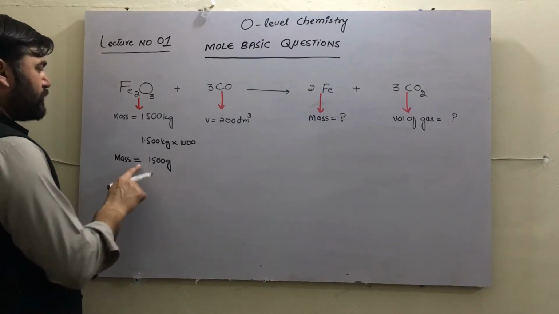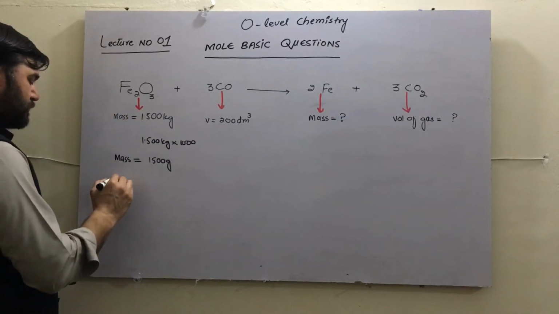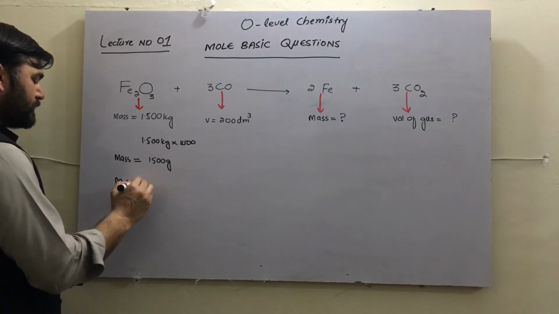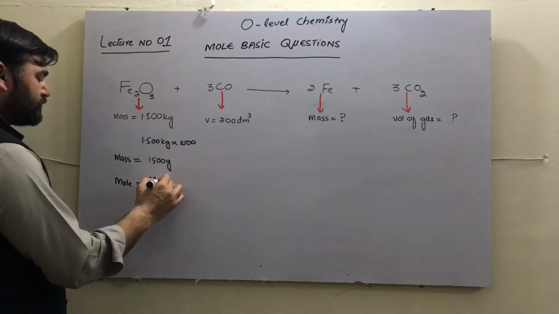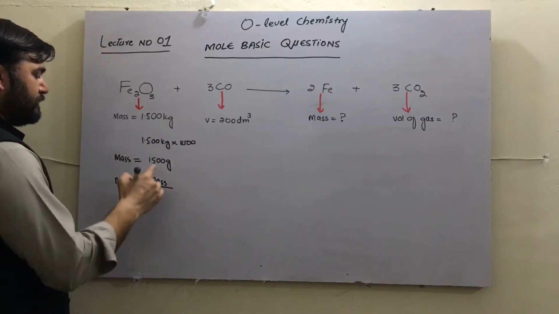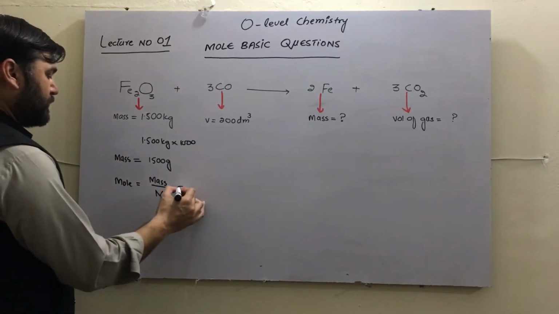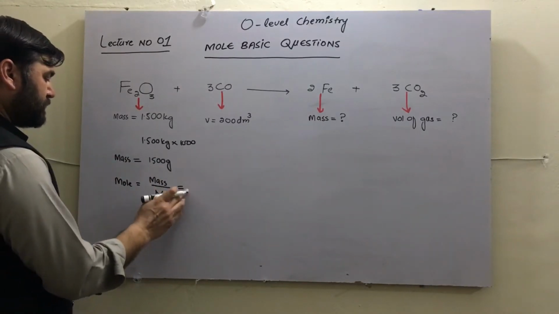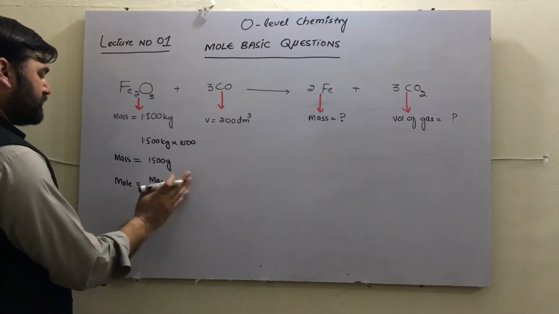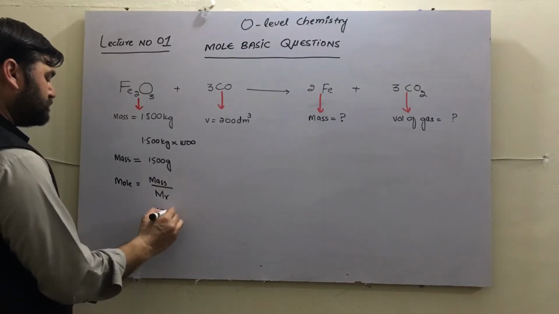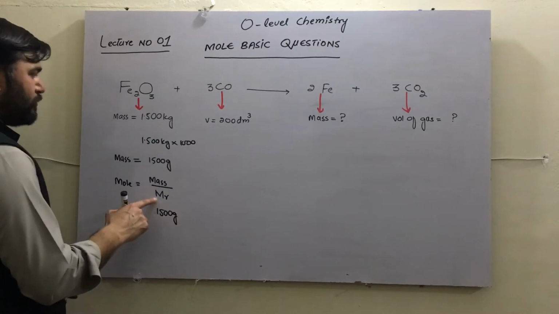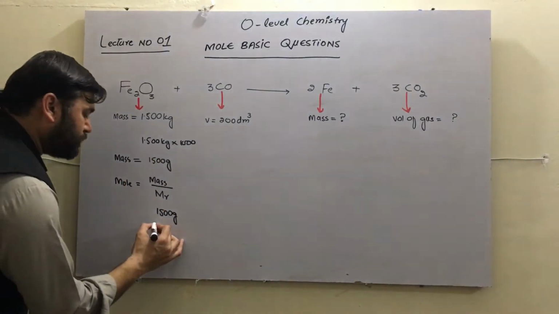And suppose we are going to find the mole of this. What is the formula of mole? Mass of substance given divided by molar mass. And what is the mass? The mass is 1500 gram.